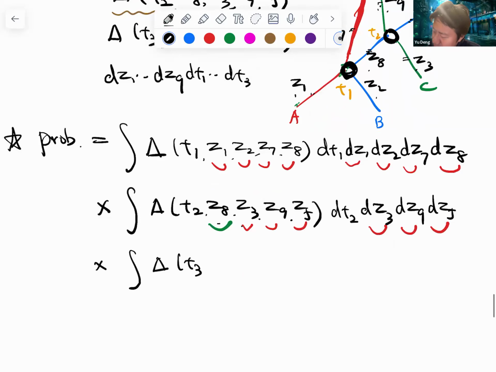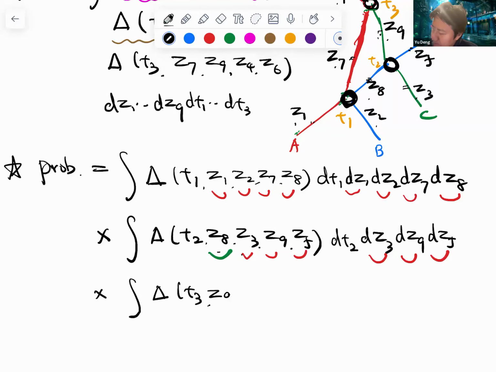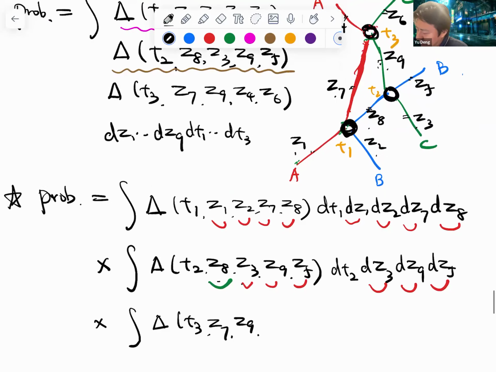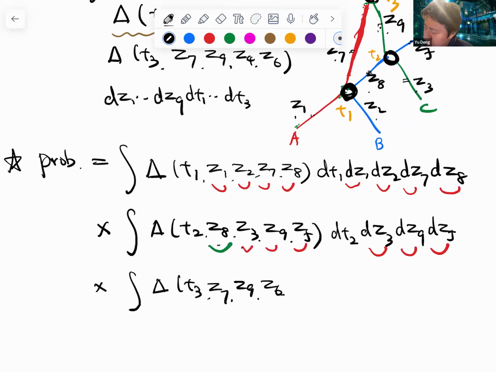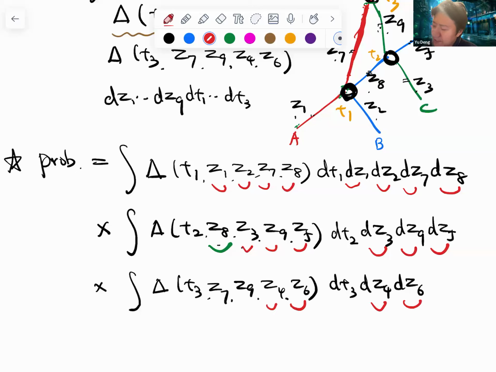We have T3, Z7, Z9, sorry, Z7, Z9, Z4, Z6, and then we have DT3, DZ4, DZ6, and these correspond to here, and Z7, Z9 are already fixed in the previous integrals.